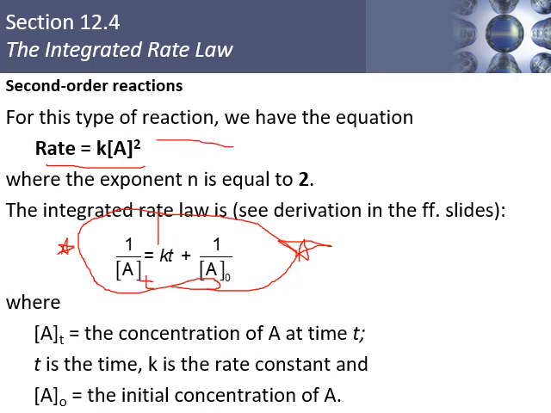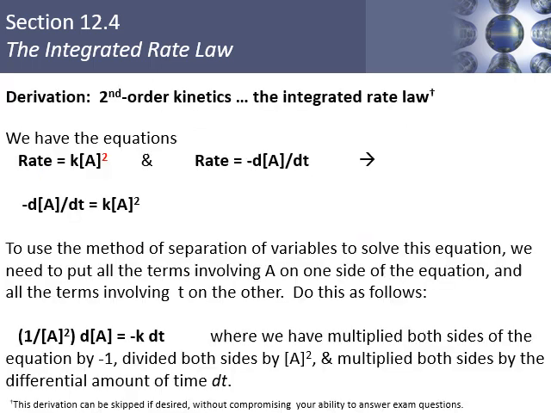Again, I've got the derivation of this on the following slides. And again, we're going to have a half-life expression where the half-life is actually going to be 1 over Ka0 for this one. But let's hold off on that until we get to it. So let's just look at this for right now. So the integrated rate law for second order reactions is 1 over A sub t equals plus Kt plus 1 over A0. Next slide.